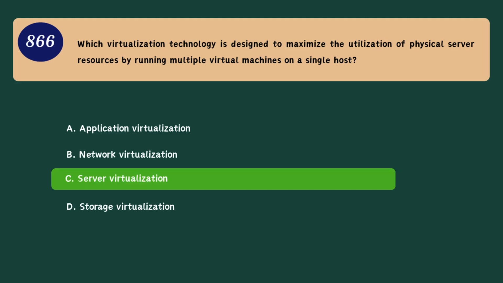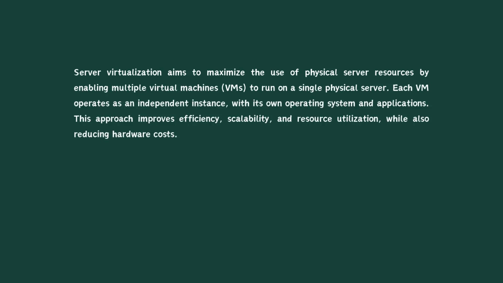Correct answer. C. Server virtualization. Server virtualization aims to maximize the use of physical server resources by enabling multiple virtual machines to run on a single physical server. Each VM operates as an independent instance, with its own operating system and applications. This approach improves efficiency, scalability, and resource utilization, while also reducing hardware costs.